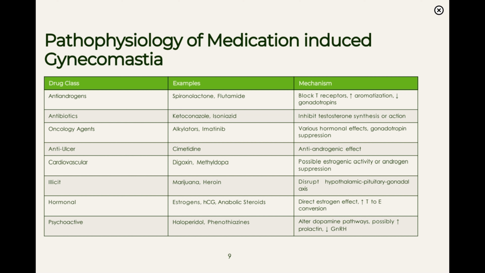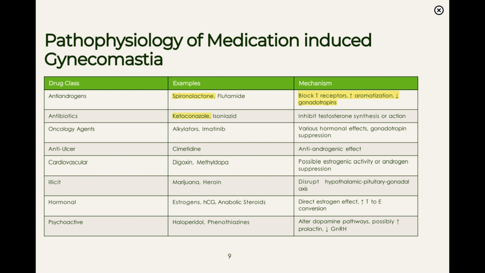So let's look at the pathophysiology. So for anti-androgens such as spironolactone, they block testosterone receptors and also increase aromatization of testosterone to estrogen, and consequently, due to excess estrogen, there is a reduction in gonadotropins, and all of this ultimately feeds back and results in gynecomastia. How about antibiotics or anti-infectives?